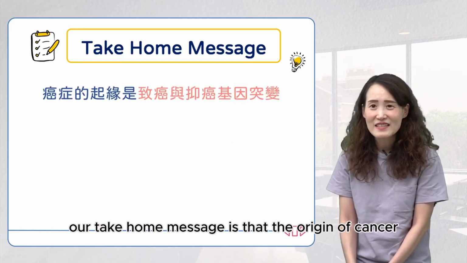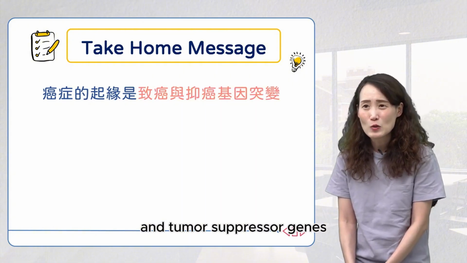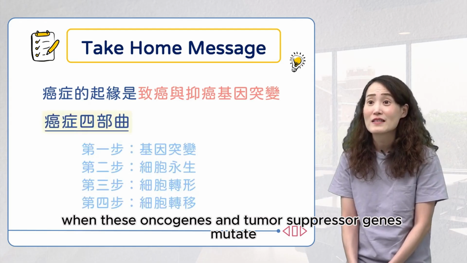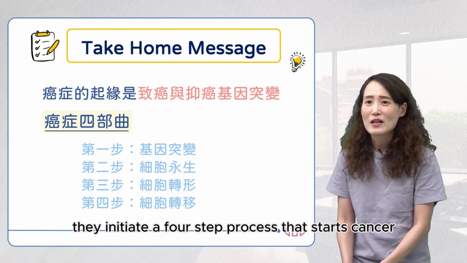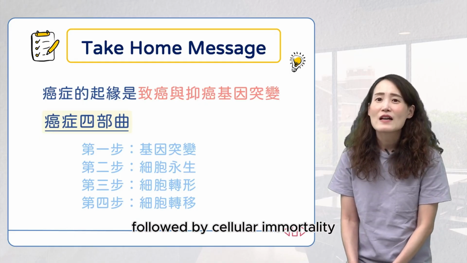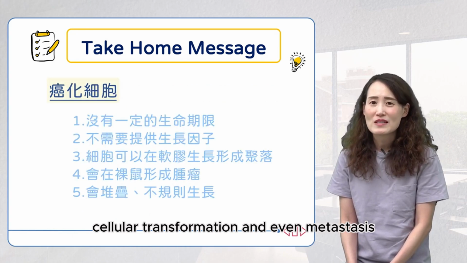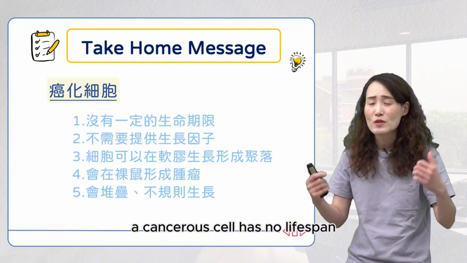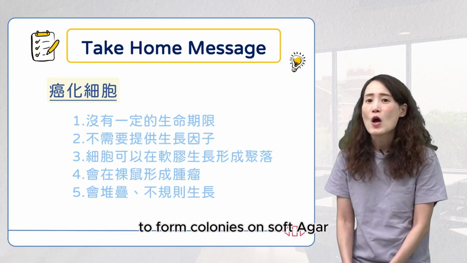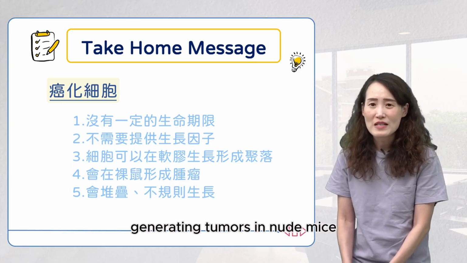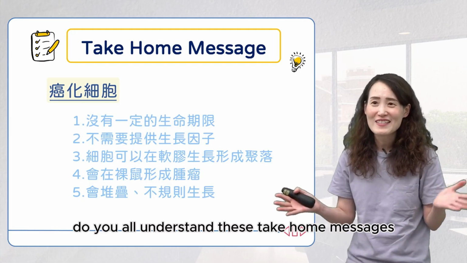Today, our take-home message is that the origin of cancer arises from mutations in oncogenes and tumor suppressor genes. When these oncogenes and tumor suppressor genes mutate, they initiate a 4-step process that starts cancer. The first step is gene mutation, followed by cellular immortality, cellular transformation, and even metastasis. A cancerous cell has no lifespan. When mutants reach a certain extent, they do not need to provide growth factors to form colonies on soft agar, generating tumors in nude mice. They grow piled and irregularly. Do you all understand these take-home messages?